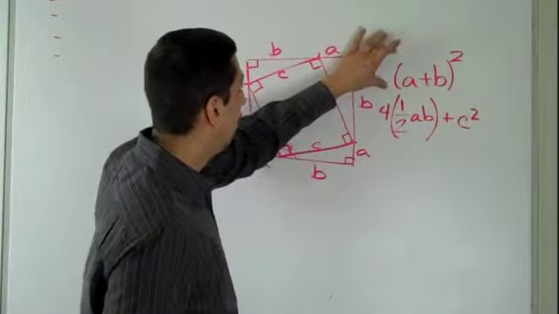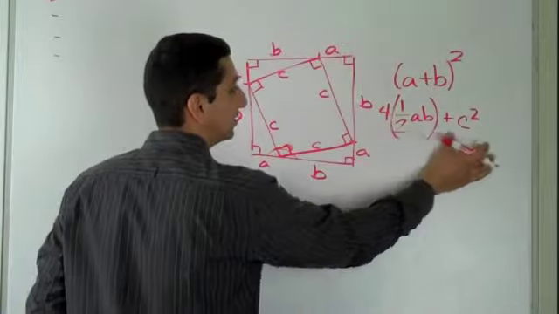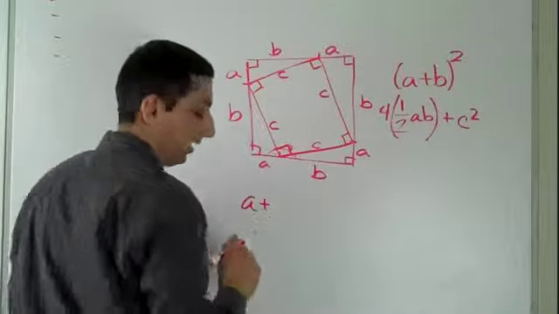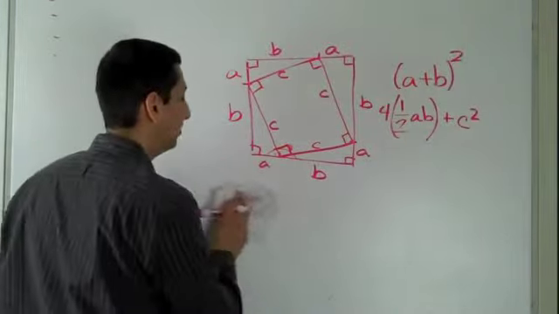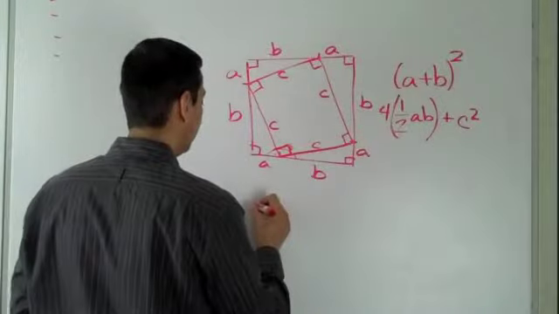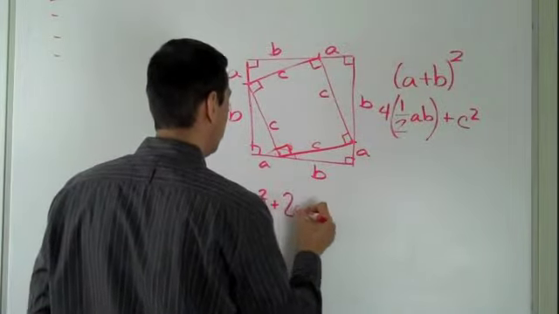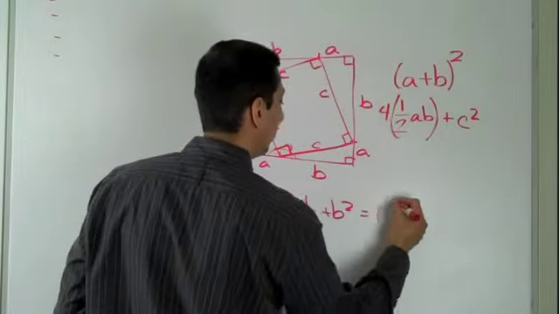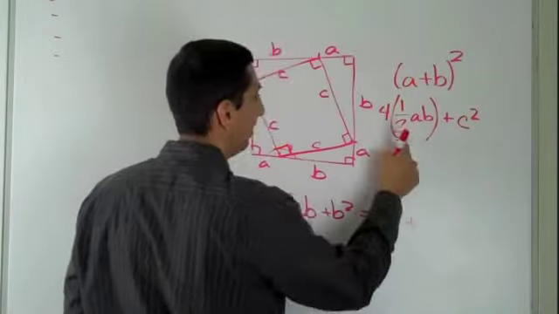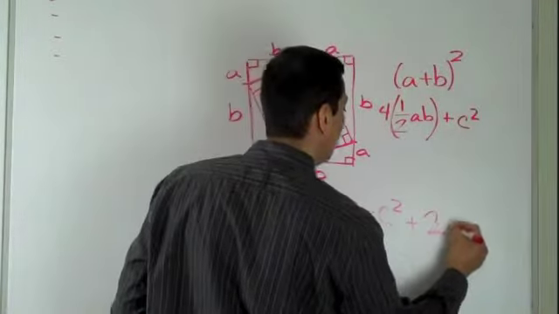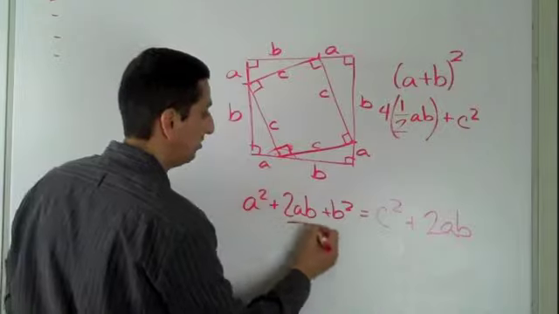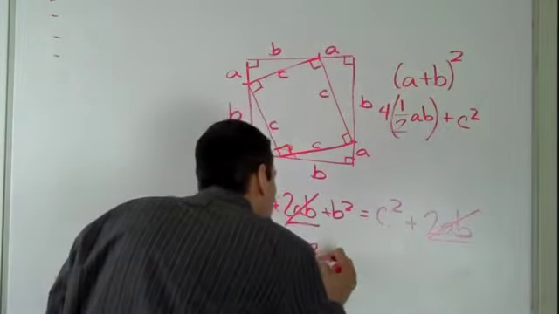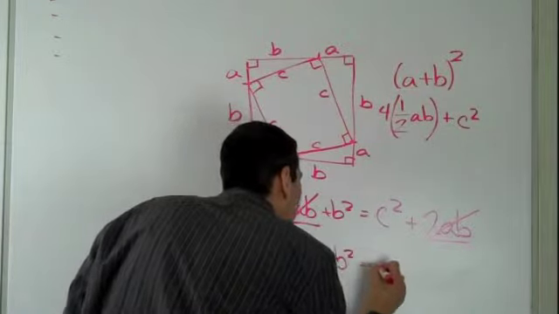Now, the whole thing has got to be equal to the sum of its parts, so I can set these two equal. And while I do that, I'm going to expand this term out. a squared plus 2ab plus b squared equals c squared plus 4 times a half, which is 2ab. This 2ab term cancels out that 2ab term, and look what I'm left with. a squared plus b squared equals c squared.